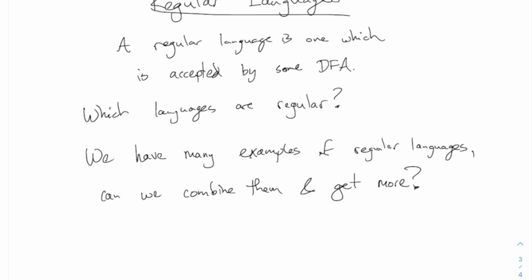A language is just a set, so it's natural to ask a question like, for instance, if I have two regular languages, is the union of those two sets also regular? Is the intersection also regular? Et cetera, et cetera. There's lots of questions like that that are actually interesting and meaningful. So we already have many examples. Can we combine regular languages and get more and more regular languages?